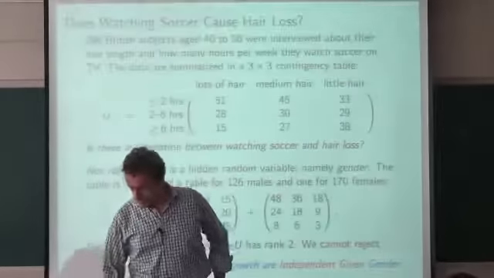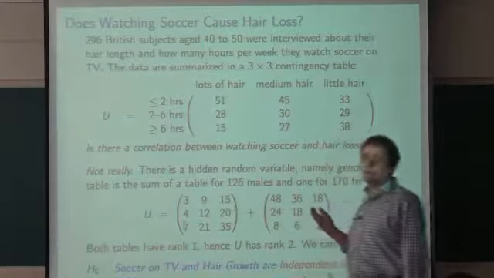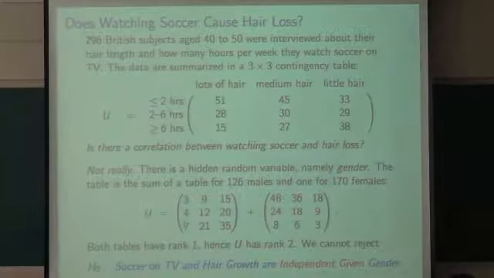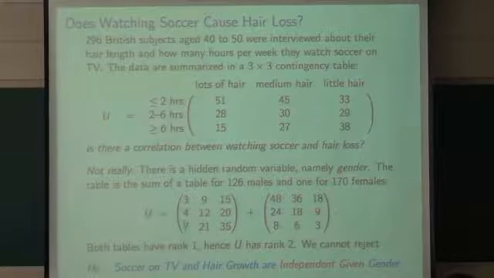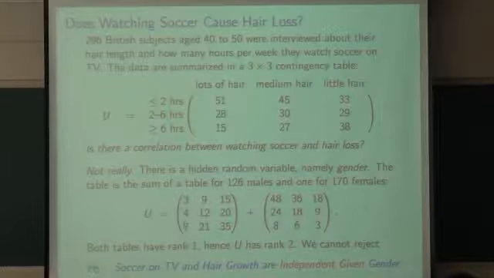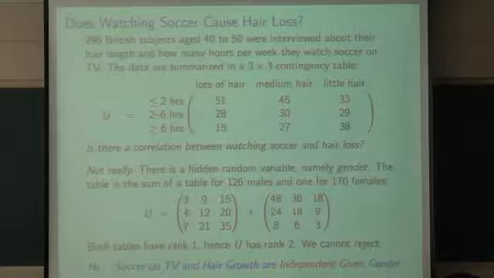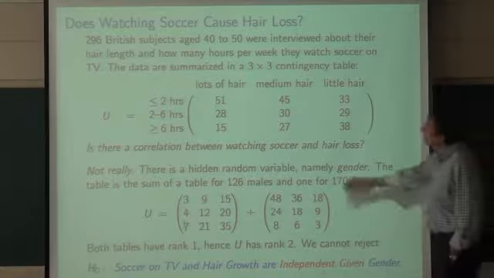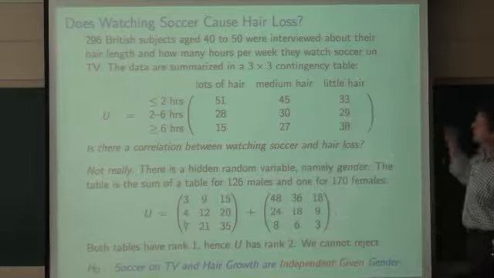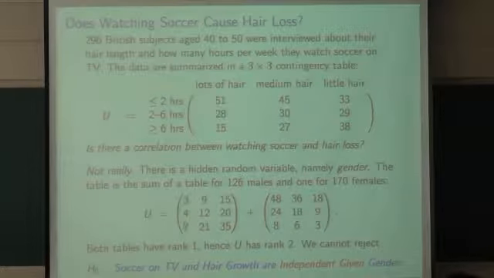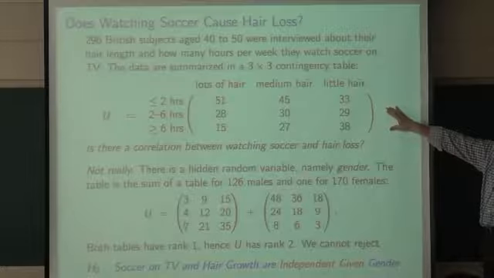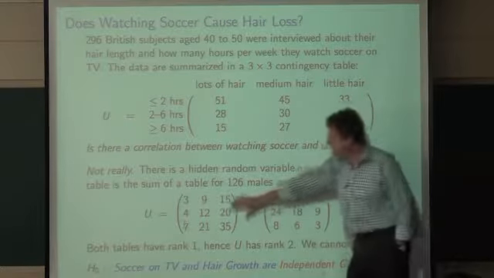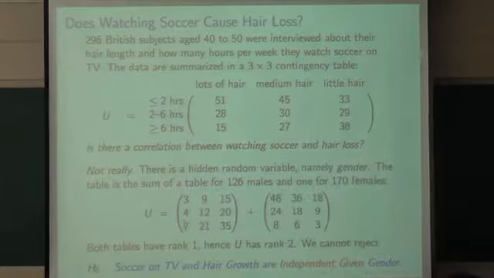Now, of course, not really, right? Because in this data there is a so-called hidden random variable, and the hidden random variable in this data set is gender. This hidden random variable has 2 states, male and female. If we knew the data for the males and the females, then maybe we would know that 126 of these people were male and 170 are female, and then of course our table U will be a sum of the male table and the female table.